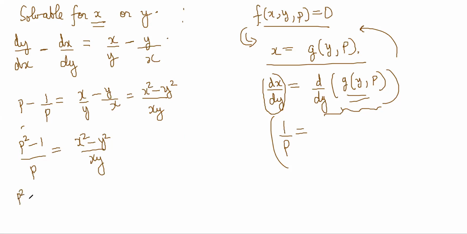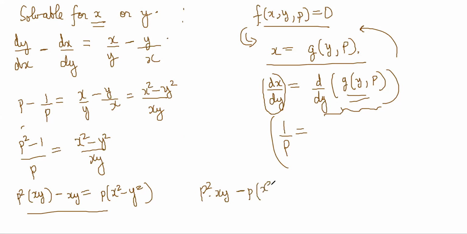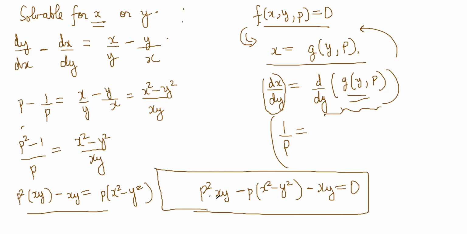Because p square into xy minus xy is equal to p into this, right? So clearly it's a quadratic in p, no? Minus p into x square minus y square minus xy is equal to 0, right? Now actually you can make it a quadratic in x also and quadratic in y also, right? But it is convenient to make it a quadratic in p. I will just do that, right? Why bother with some more complicated version, right?